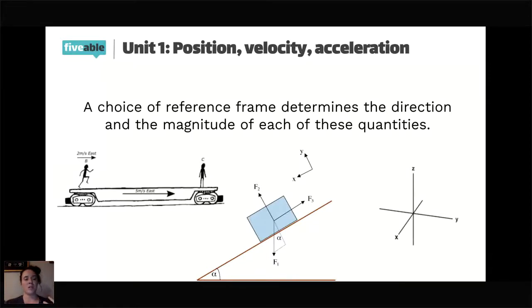You also might encounter a situation where you're on a train going at a constant speed, or a constant velocity, excuse me. And so your reference frame is the one that's on the train versus the reference frame if you were standing on the side of the train track.